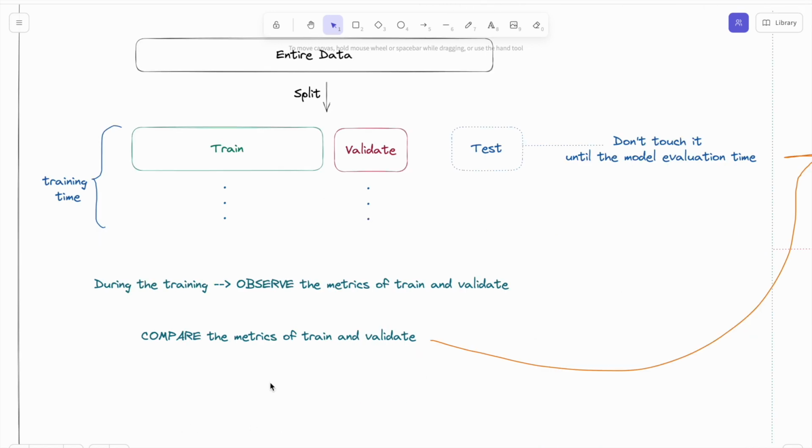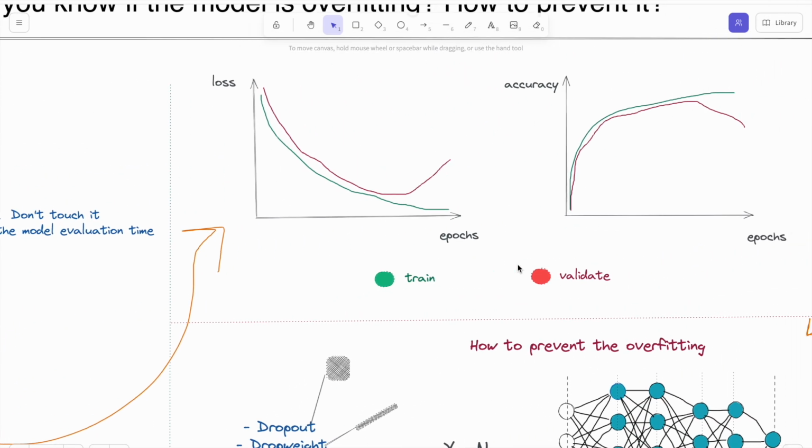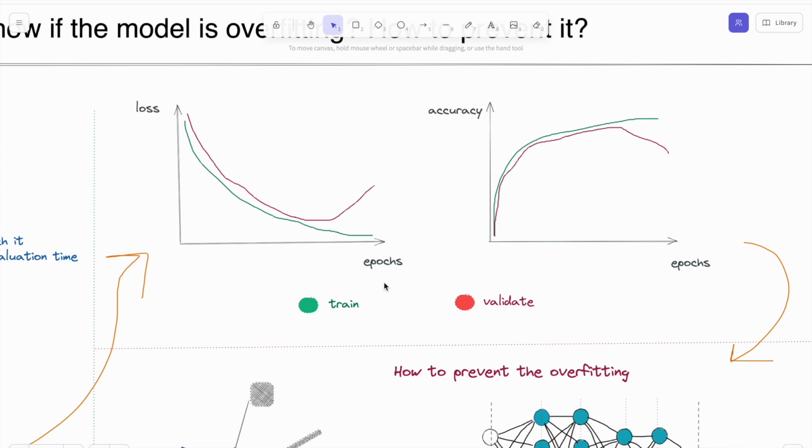Of course, the easier way is to plot the metrics over the epochs. So let's look at these two diagrams. As you see, the x-axis is for the epochs and the y-axis is for the loss, for example, for this graph. But for this graph, the y-axis is accuracy. And the green one is training and the red one is validate.